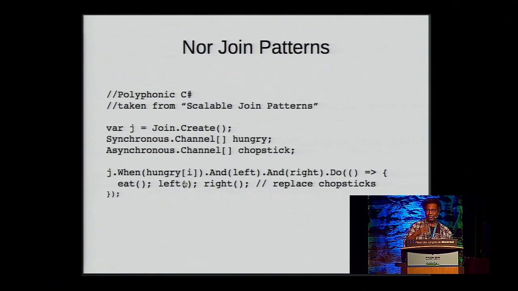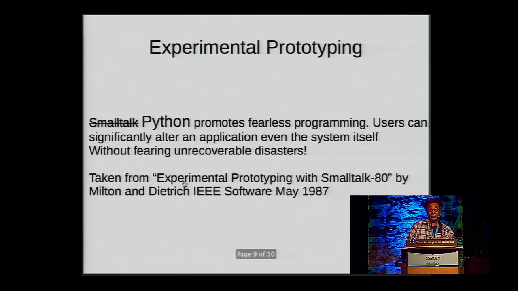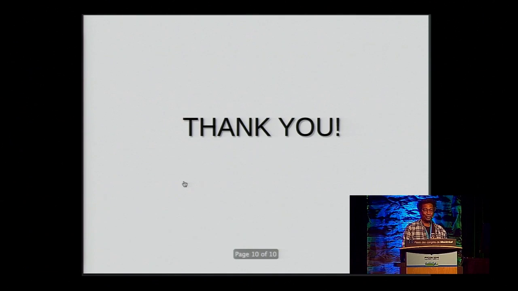And most of that was for a doubly linked list, and I don't know why we used a doubly linked list. Anyway, to finish off, I was really intrigued by the notion of experimental prototyping. A long time ago, I remember reading this paper by Milton and Dietrich, and they have this little line. Although they're talking about Smalltalk, it really applies to Python. It's really great that you can basically prototype a concurrency construct. Thank you.